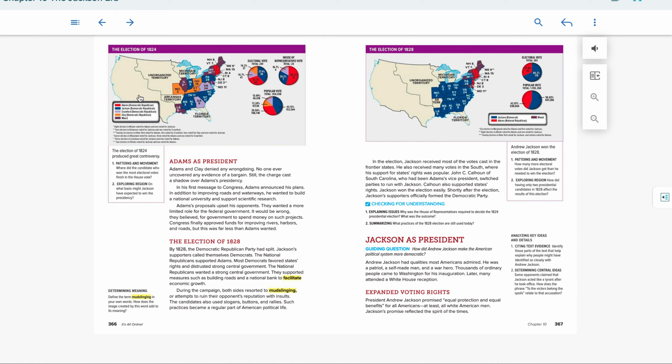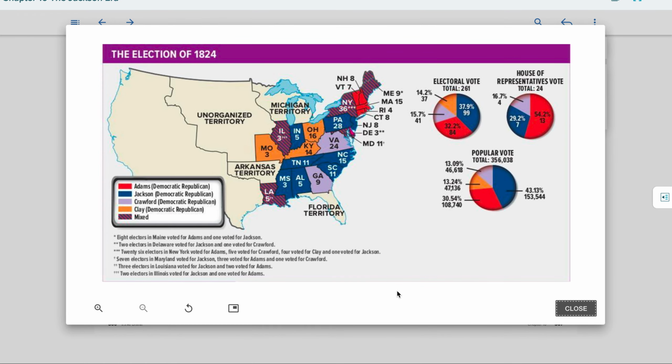So let's take a moment. We're going to look at the maps on here. Here we have the election of 1824. Over here, the election of 1828. So we can look at what the different colors mean. Make this bigger. Let's look at the key, the legend. It tells us what each of these colors represent.